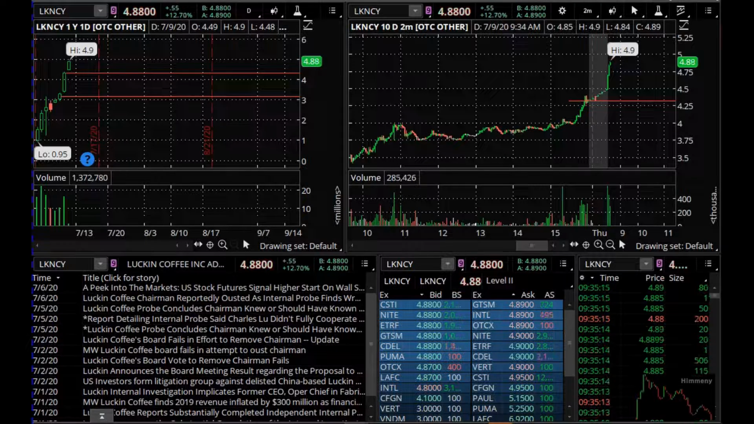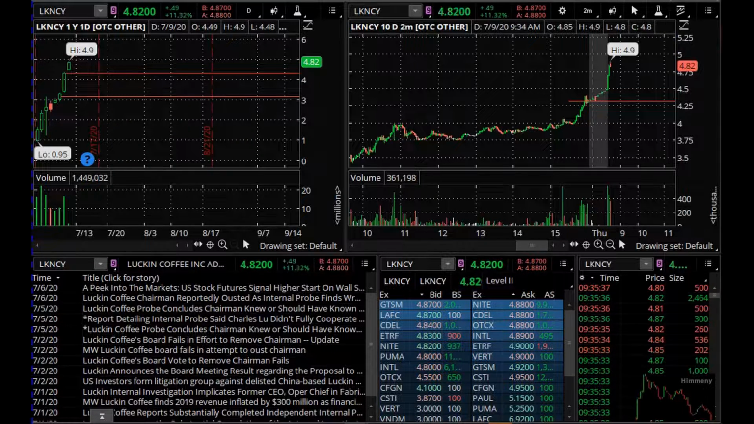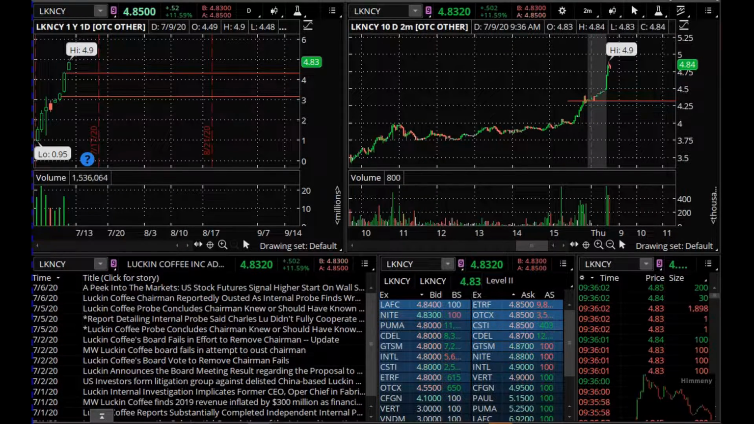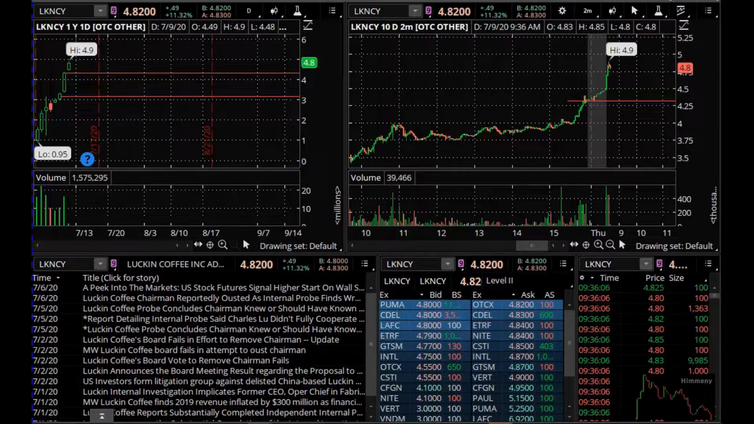So now that we got the platforms out of the way, the next thing you're going to need is level 2 and time and sales, which are the bottom right two modules that you can see on my screen right here. What these allow you to do is see the buyers and sellers at each level and also see where the orders are taking place. This is crucial to figuring out where the stock is getting weak or where the stock is having trouble, and also to figuring out where the stock is having support and where it could potentially bounce.